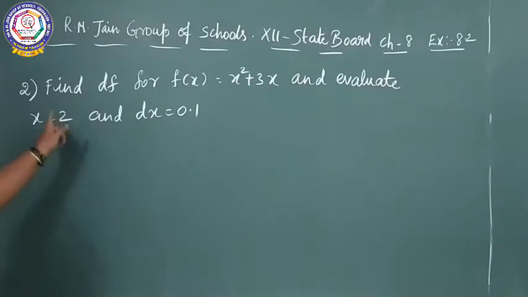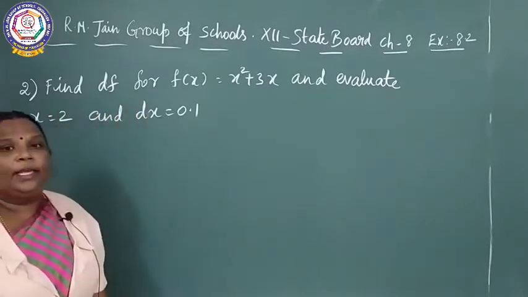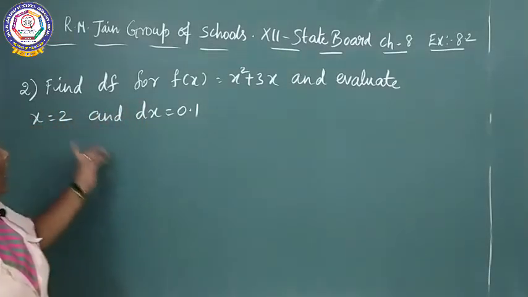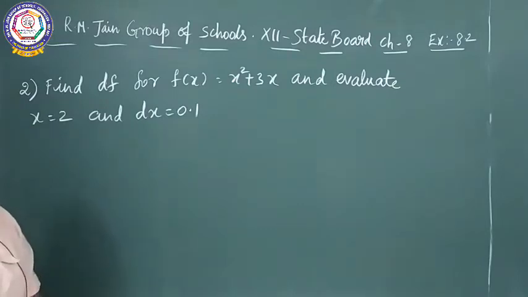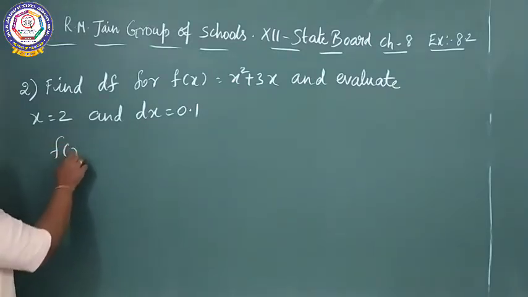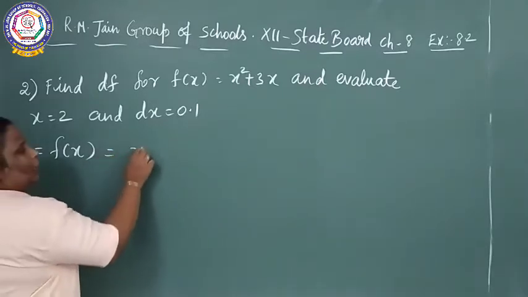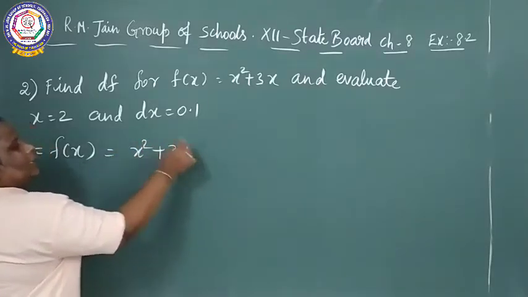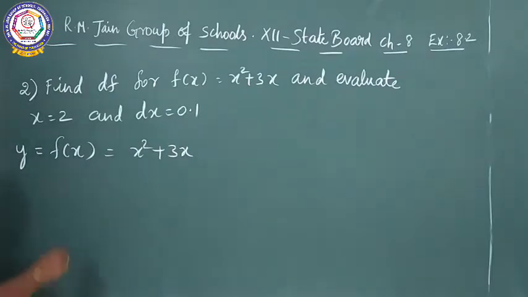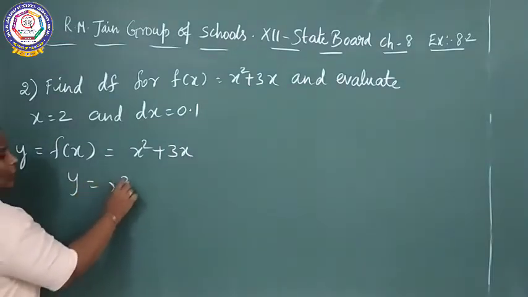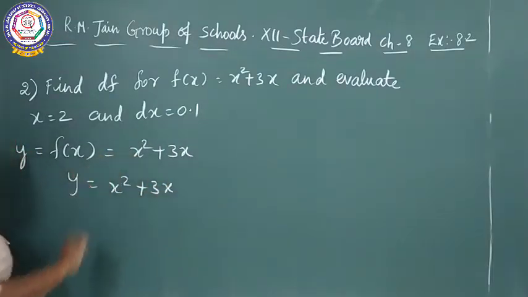Find df for f of x equal to x square plus 3x, and evaluate at x equal to 2 and dx equal to 0.1. f of x is nothing but a function of x, which is nothing but y. So you will write y equal to x square plus 3x.